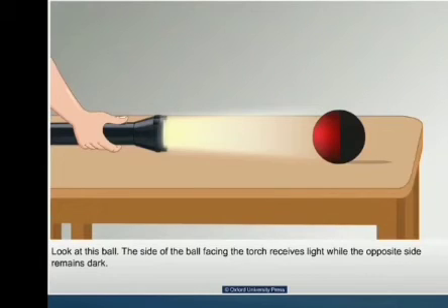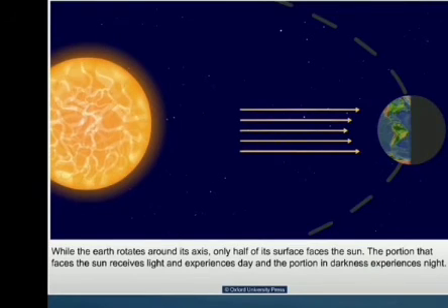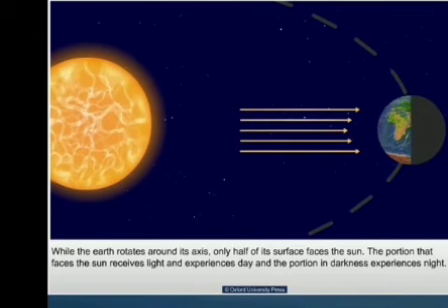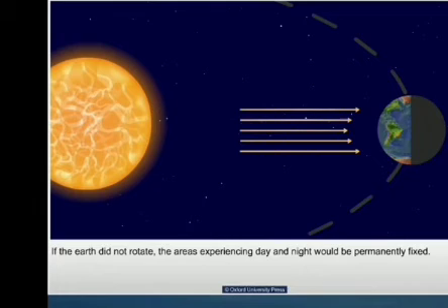Look at this ball. The side of the ball facing the torch receives light, while the opposite side remains dark. As the Earth rotates around its axis, only half of its surface faces the Sun. The portion that faces the Sun receives light and experiences day, and the portion in darkness experiences night. If the Earth did not rotate, the areas experiencing day and night would be permanently fixed.